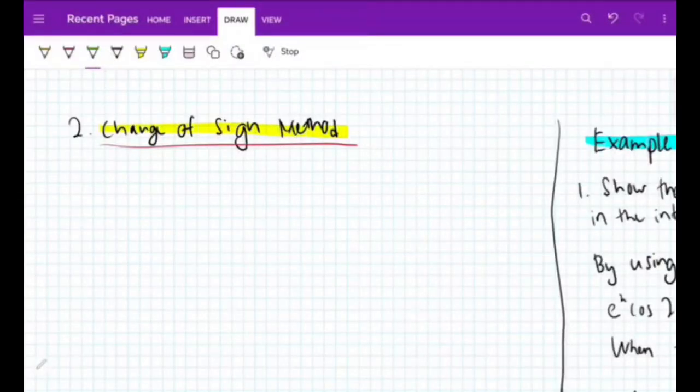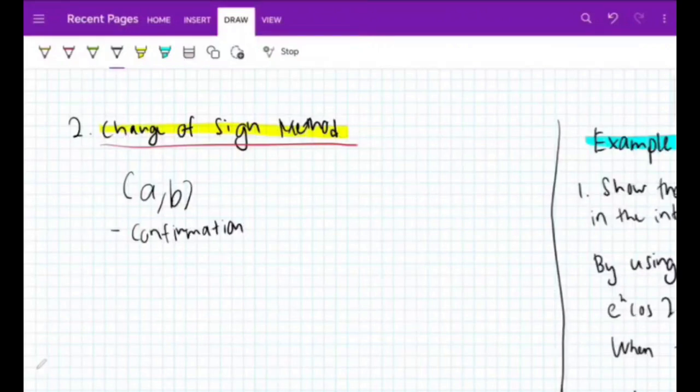Okay guys, for the second method, let's look at the change of sign method. So for our syllabus, normally questions will give us a certain interval already. Just say a and b. This can be anything, I'm just naming it as constant a and constant b. They will already give us an interval, and we will just need to confirm it. So it's all about confirmation.